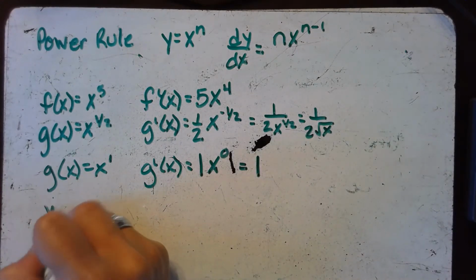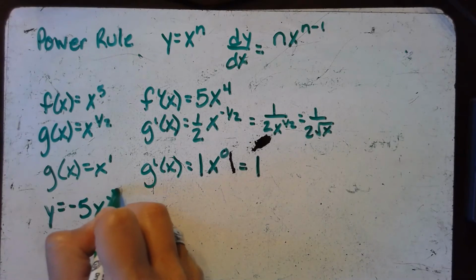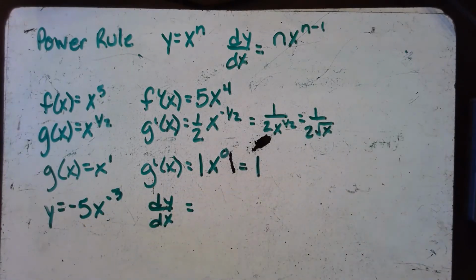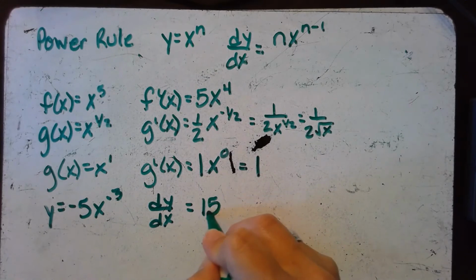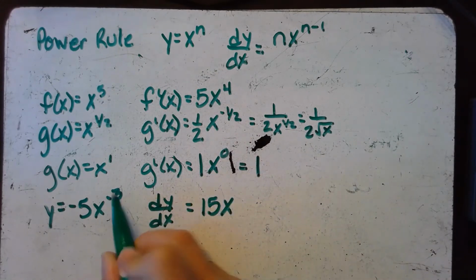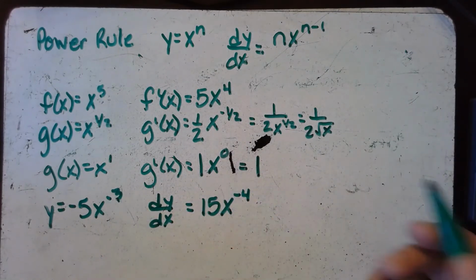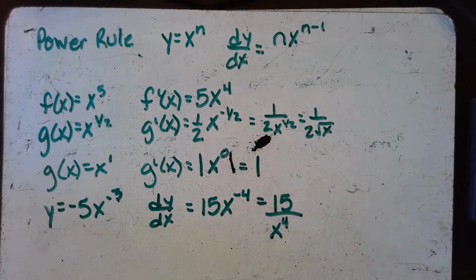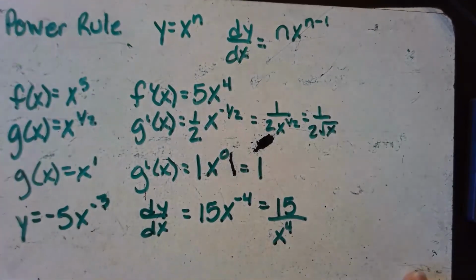All right, y equals negative 5x to the negative 3. So dy dx equals, all right, here what we're going to do is multiply the negative 3 times the negative 5 to get positive 15. And then you subtract 1 from that, and you get negative 4. Again, I'm okay for you to leave it like that, but some answers may come across like that, especially if it's multiple choice. So that's the power rule right there.